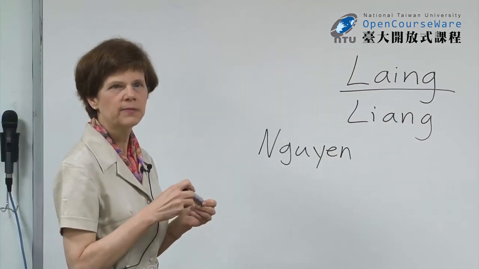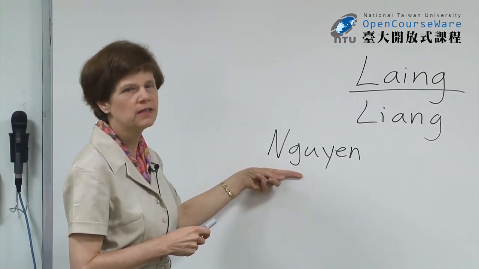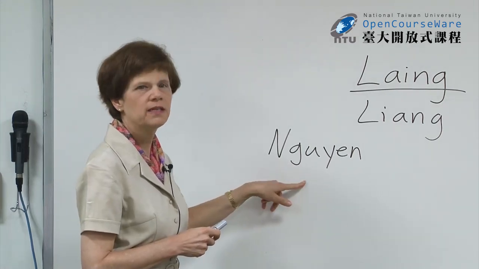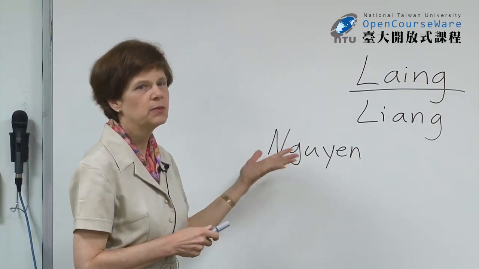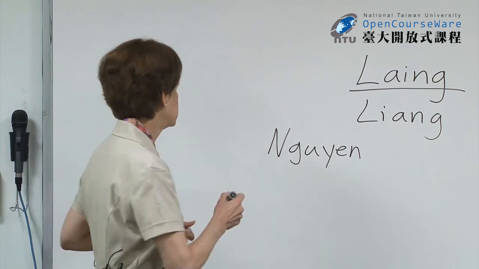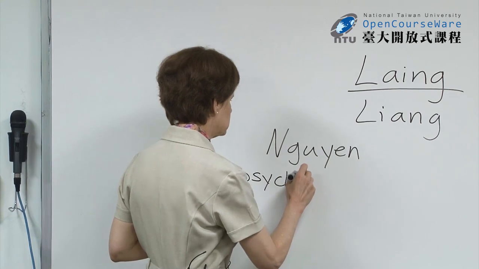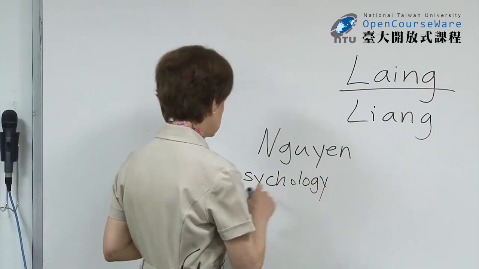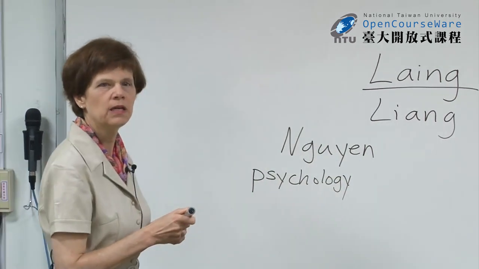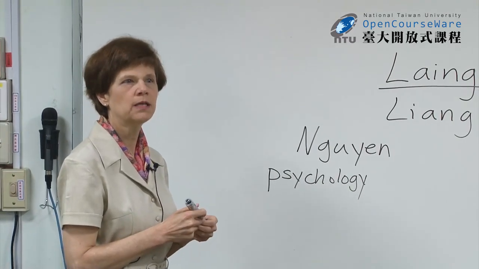Remember that? We talked about this last semester. We can't have ng at the beginning of a word, so we tend to say nguyen, because we can't make the sound, so we do something else. Or for psychology, they really do say the P in Greek. There's a letter psi in Greek.